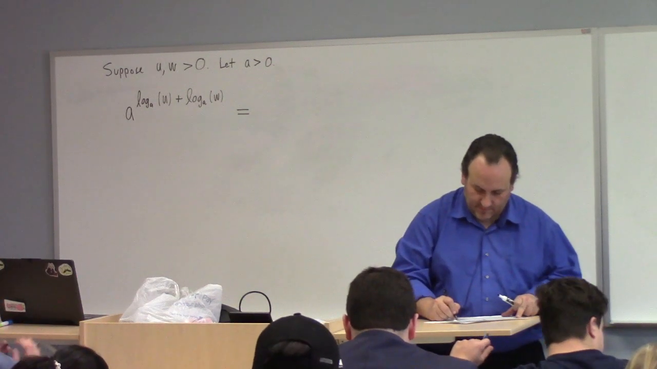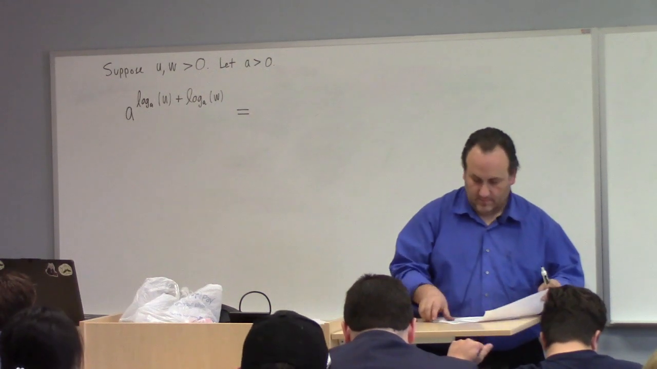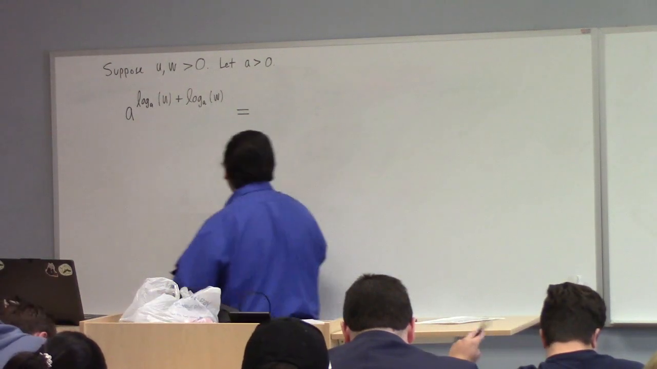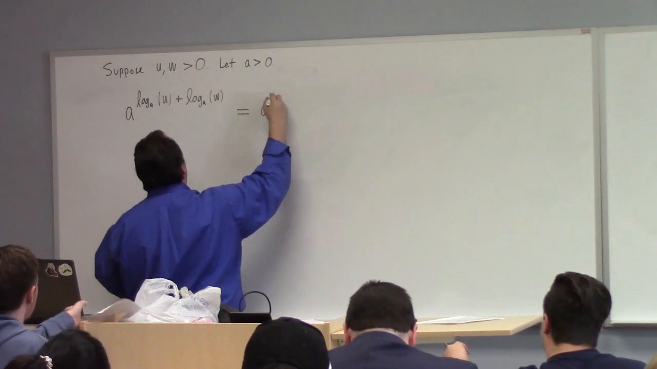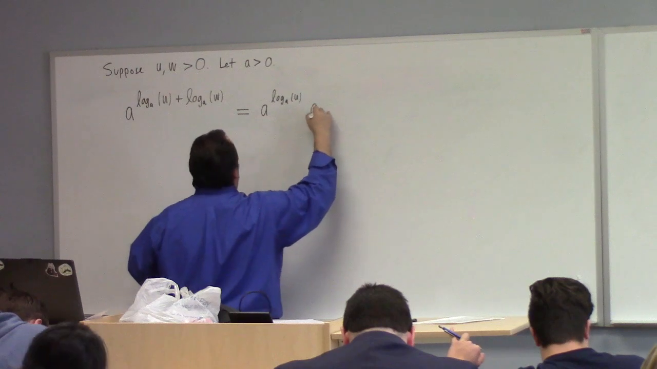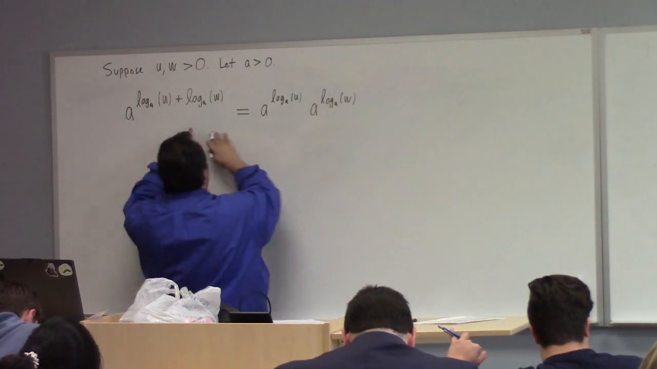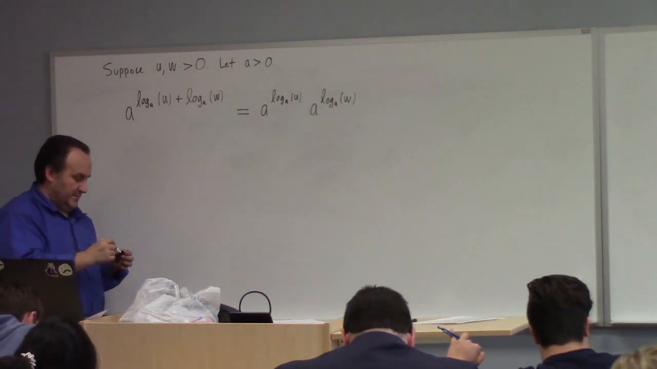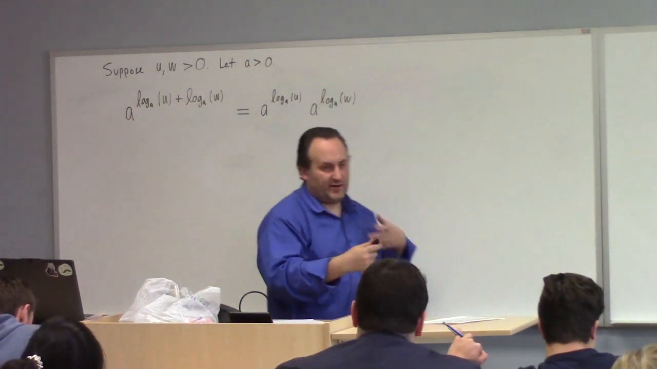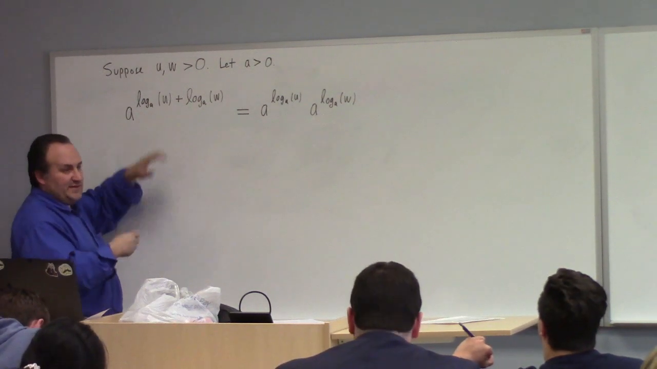Yeah. Cool. So A times log A. So yeah, this would be A to the log base A of U times A to the log base A of W, right? And how do I know that this is true? What am I using? The law of exponents, right? If we have the exponent of the sum, it's the product of the exponentials like this, right? So I'm just using like A to the S plus T.